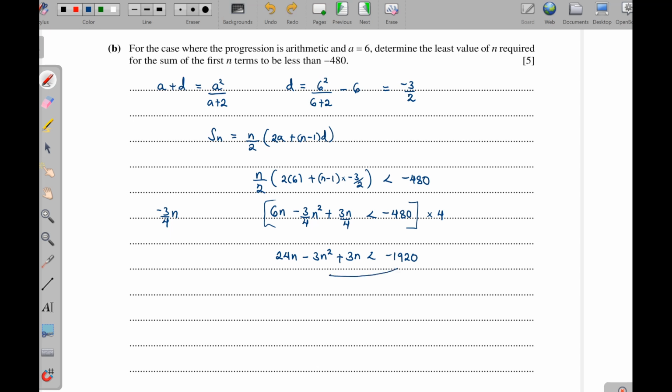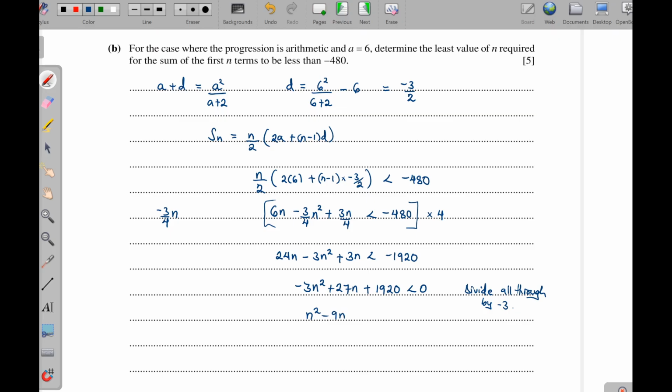So we shall have negative 3n squared. 24 plus 3, isn't that 27? So we shall have 27n, then plus 1920, then less than 0. Now we divide all through by negative 3, so that means here we'll have n squared, then minus 9n, not so?